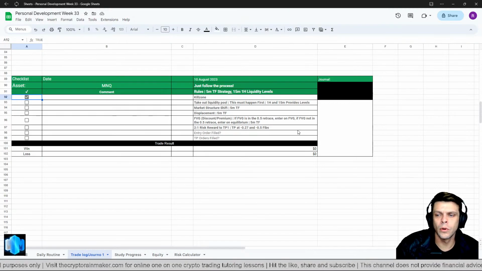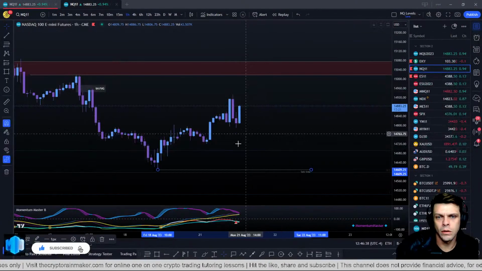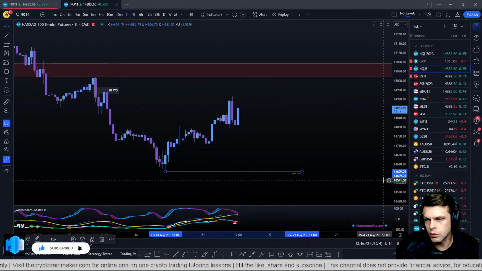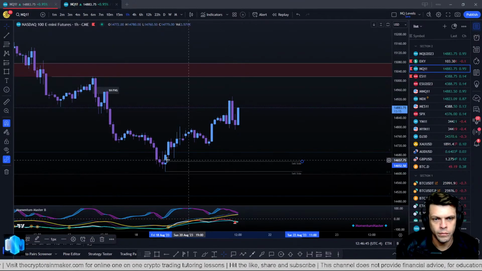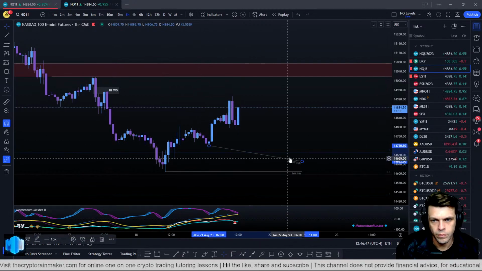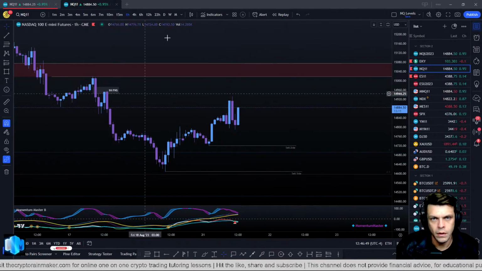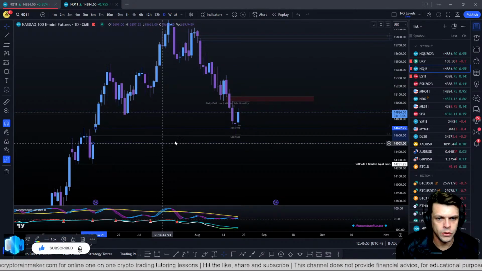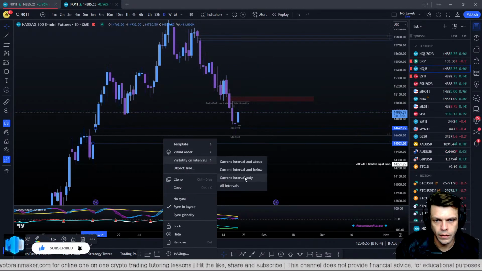And for intraday trading, I look at the 1 hour and the 15-minute for those liquidity levels. So let's mark off those levels. So we have one right here at 14,609. Okay, I just want to quickly hide this as well.